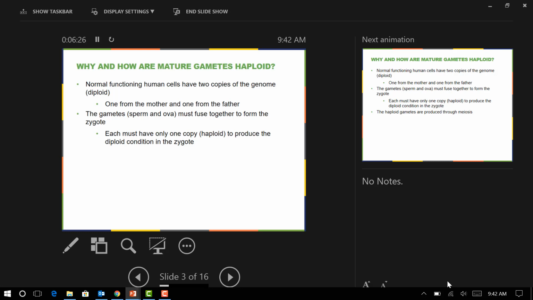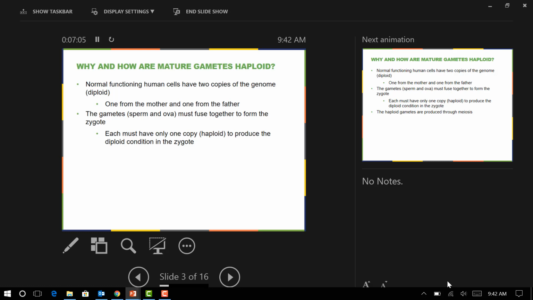So that's the why. Now, what would be another alternative? If the diploid condition, two copies of the genome, is needed, other than fusing two haploid cells, what's another option? Mitosis is cell division, right? What you get through mitosis is cells that are genetically identical. You take one cell, you generate two cells. If your beginning cell is diploid, your ending two cells are going to be diploid.